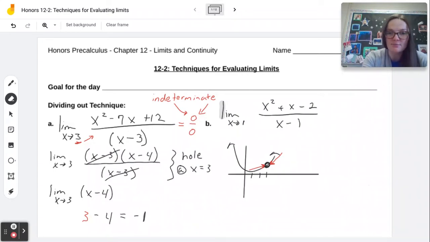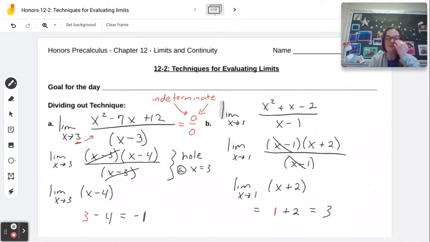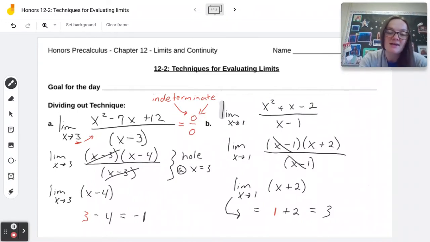I want you to use the same process for letter B. Pause the video and see if you can find the limit for letter B. Okay, taking a look at letter B, the first thing you do is factor x squared plus x minus 2, which factors to x minus 1 times x plus 2. Notice how x minus 1 cancels in the top and the bottom. There's technically a hole there, leaving us with just x plus 2. Plug in by direct substitution for your last step and you get 1 plus 2, which is 3. Thus, the limit for letter B must be 3.